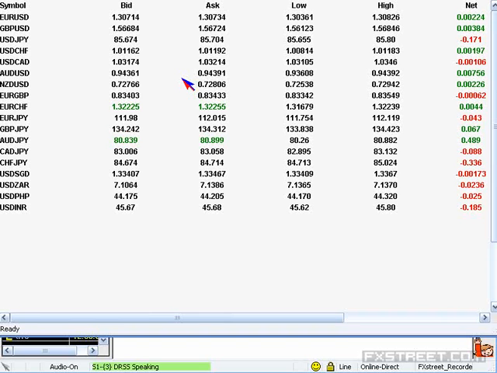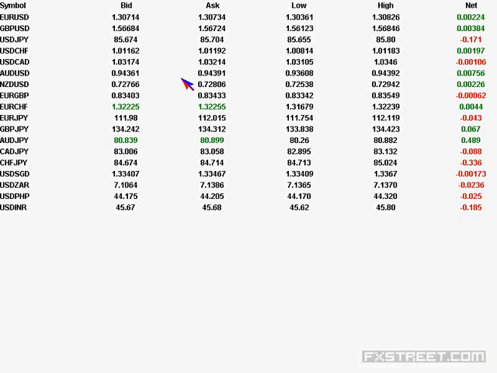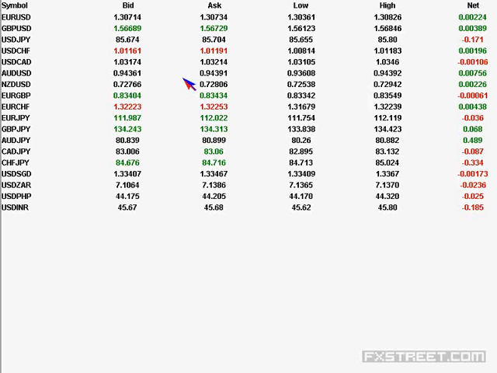Currently, Euro is trading around 1.307173. The low is 1.3036. The high is 1.3082. And positive net change of 22 pips is seen. And in the case of GBP, it is trading around 1.5669, 1.5673. 1.5612 is the low, 1.5684 is the high. It has gained about 39 pips from that of Friday close.